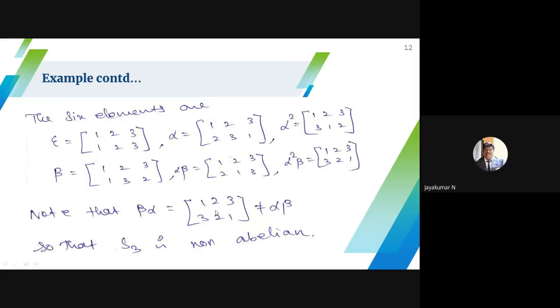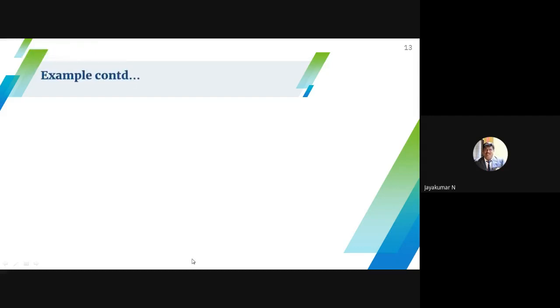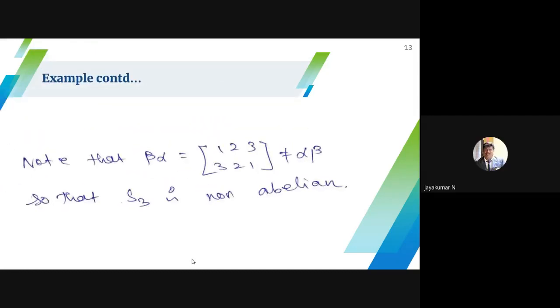So note that beta alpha is not equal to alpha beta, so S3 is non-abelian. This is the second type of problem which is important. The first type of problem we already saw: A star B is equal to A plus B plus AB.